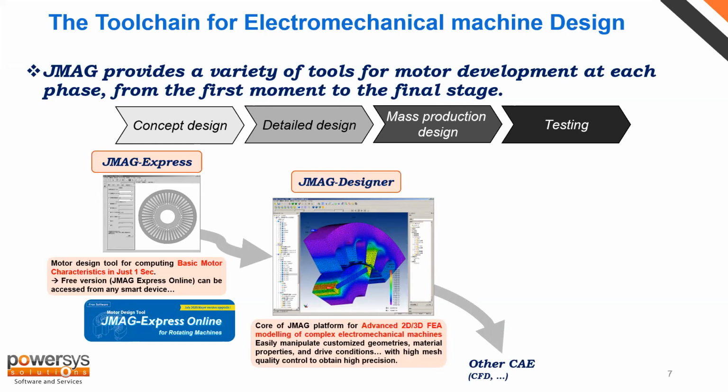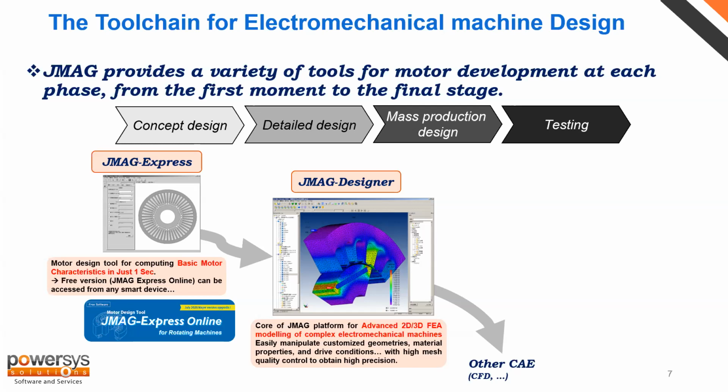JMAG-Designer is the main tool of JMAG, where you will define particular parameters. For example, you will control the mesh quality, or you will add some specific conditions in order to get the result with more accuracy. With JMAG-Designer, you will also be able to exchange or make a customization with other software, like safety software, mechanical software, or also CAD software.